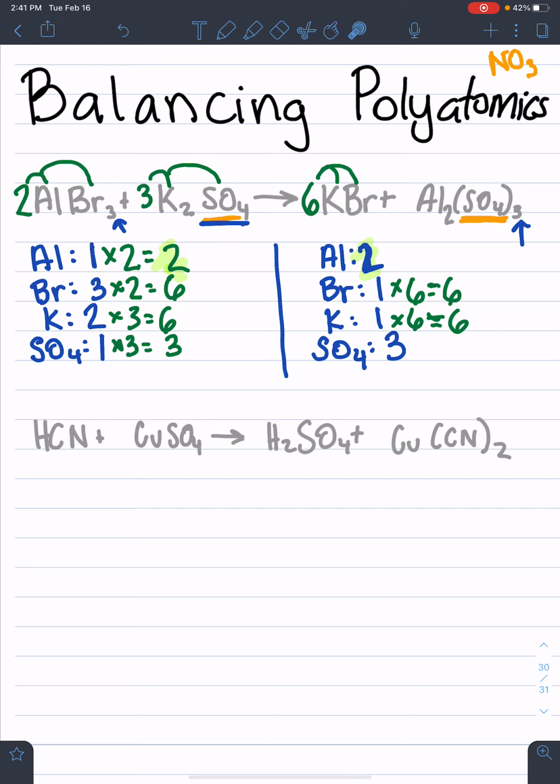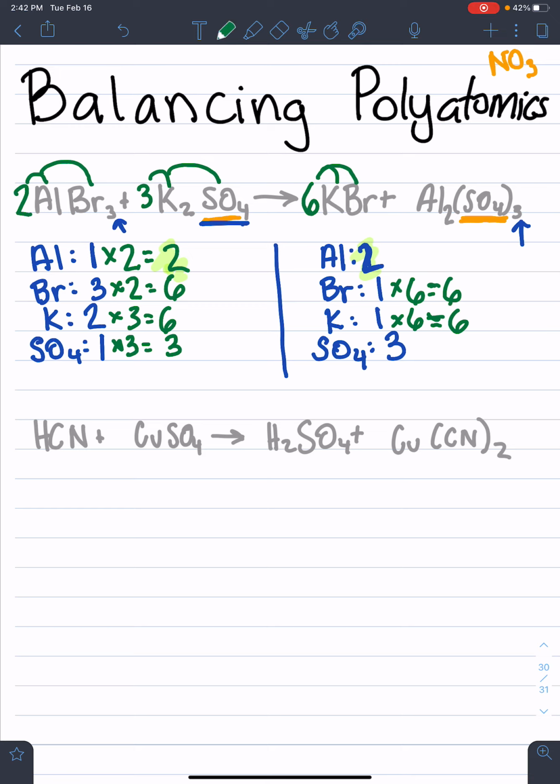So that's how you do these, really similar. You just have to remember to keep your polyatomic ion together. Now if we do this one down here, I'm going to do it a little bit different of a way. Instead of writing this whole thing out and writing all these elements down, you're welcome to do that. I'm going to keep them together and I'm just going to look at it and try to figure it out.